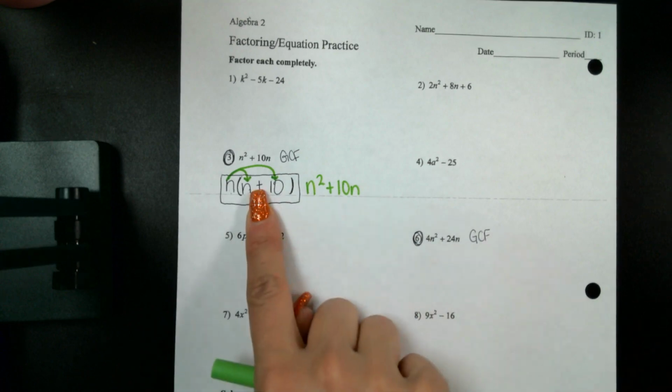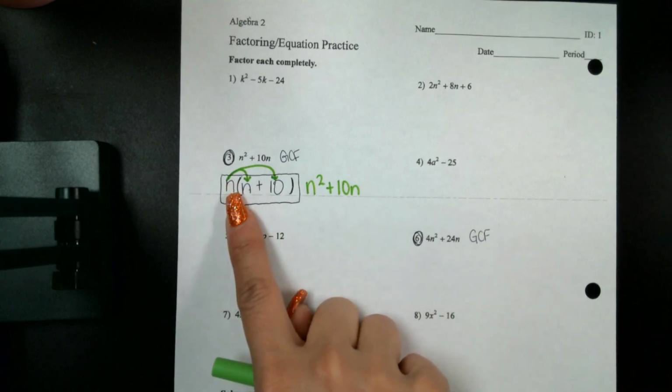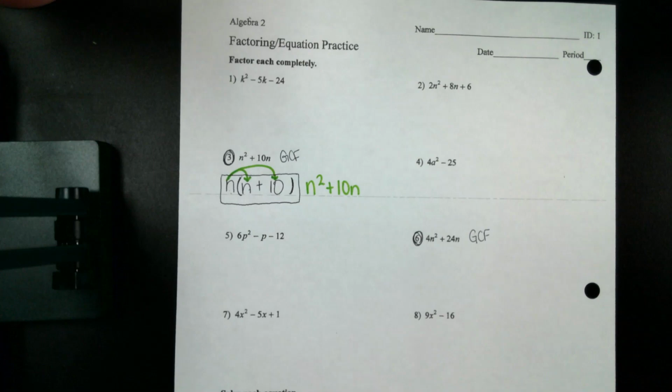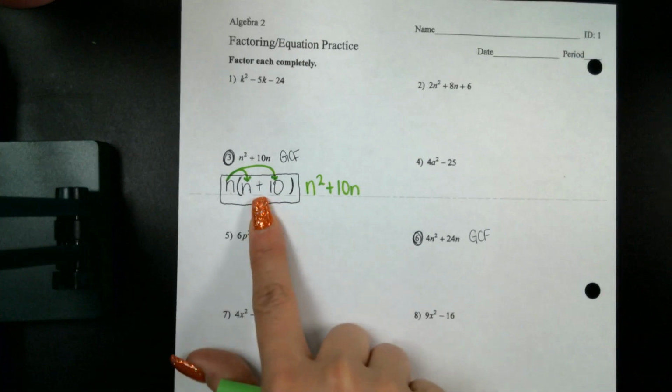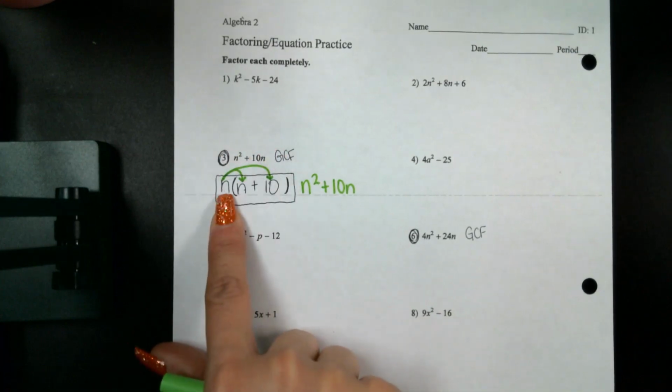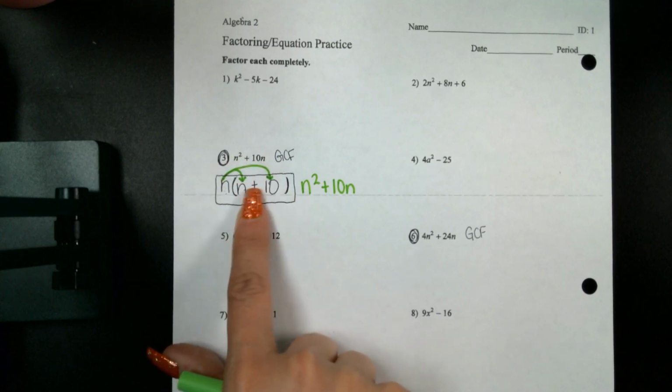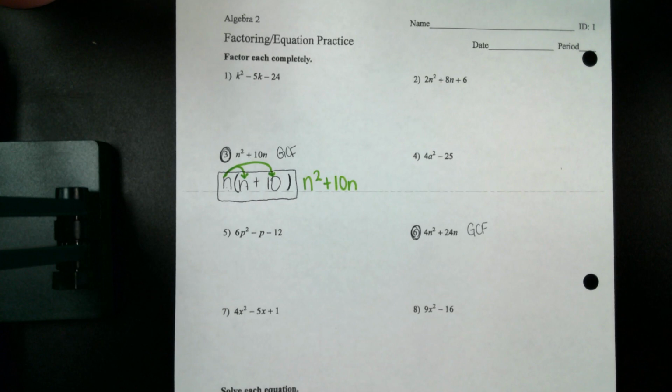So factoring is the inverse of distributing. Okay? Are we okay? Whatever they had in common came out front, and then you just divided both of those terms by n to get what was left on the inside. That's what it is.